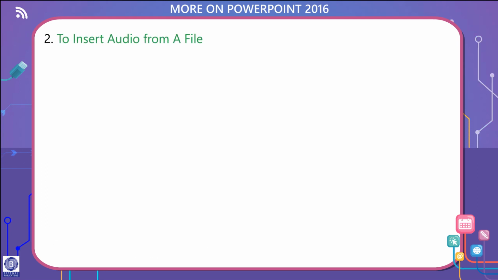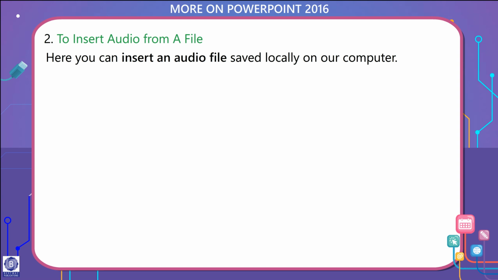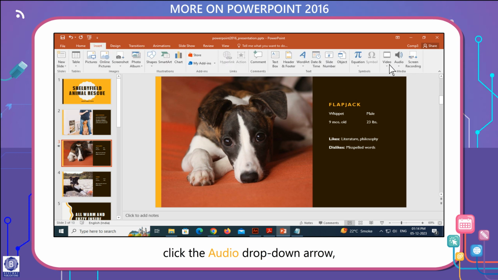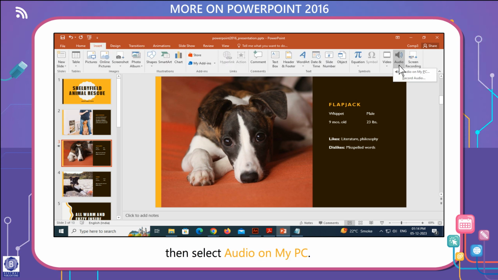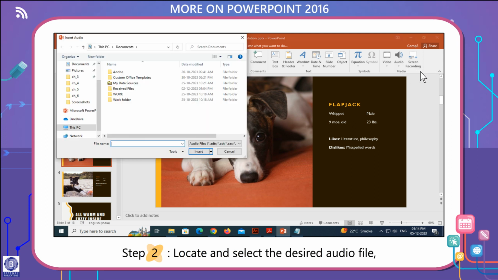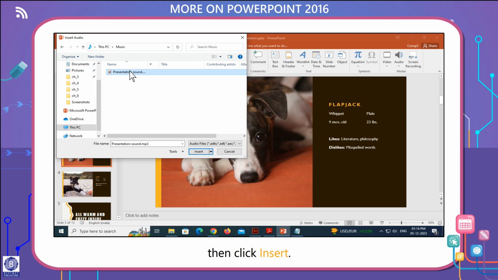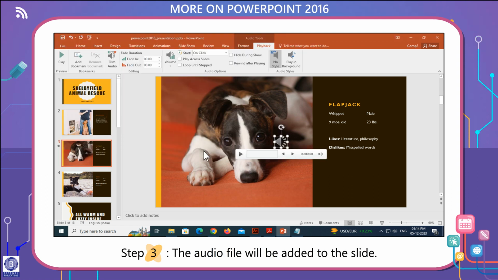To insert audio from a file. Here you can insert an audio file saved locally on your computer. Step 1. From the Insert tab, click the Audio drop-down arrow, then select Audio on My PC. Step 2. Locate and select the desired audio file, then click Insert. Step 3. The audio file will be added to the slide.